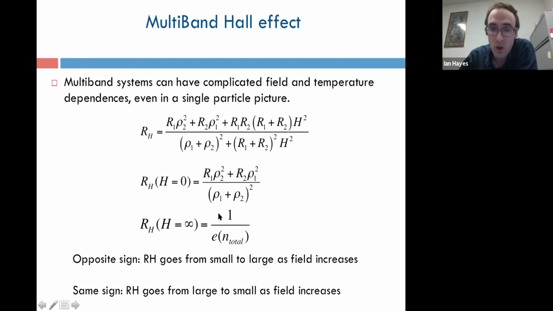You'll go to a very large RH as your n, total electrons minus holes, goes towards 0. So the generic thing you'd expect for this system is for RH to start out small and get large. If you were to have two carriers of the same type, then you'd expect the opposite behavior. It starts out high and then gets smaller.